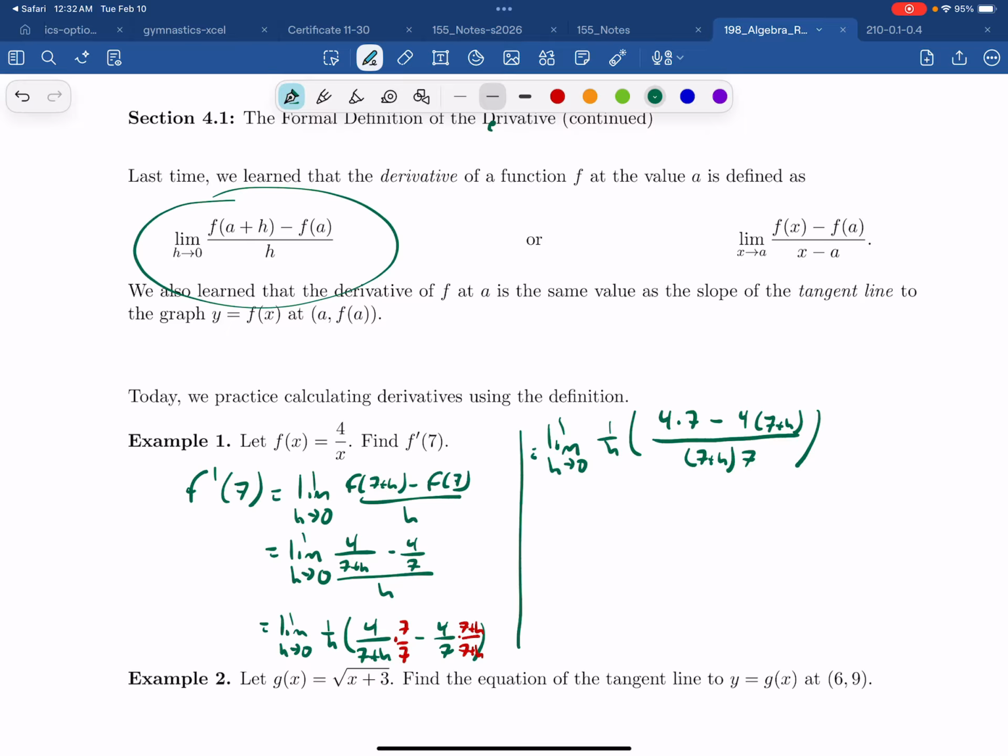And when we do this out, we're going to get the limit as h approaches 0 of 1 over h times, and note that we're going to get 28 minus 28 minus 4h, right? Note that we get negative 4h on the top, and we still get 7 plus h times 7 on the bottom. And at this point, we just cancel the h's, right? Because we had an h in the numerator, h in the denominator. And now we can take the limit. And so we're going to get negative 4 over 49.